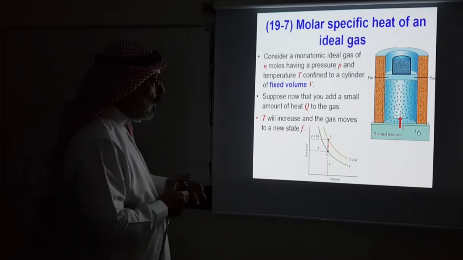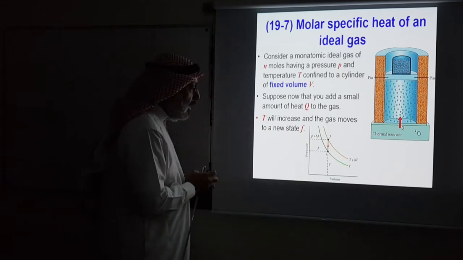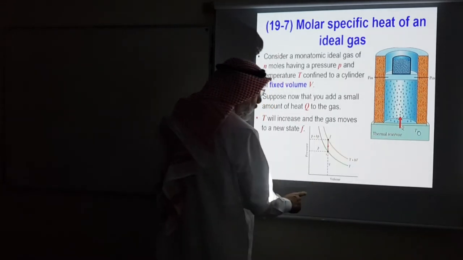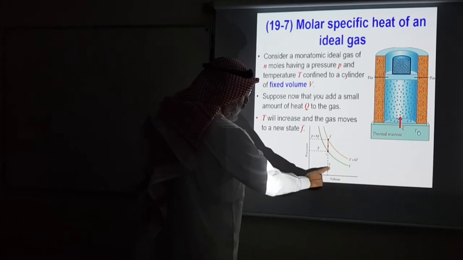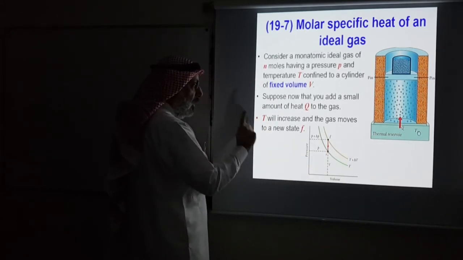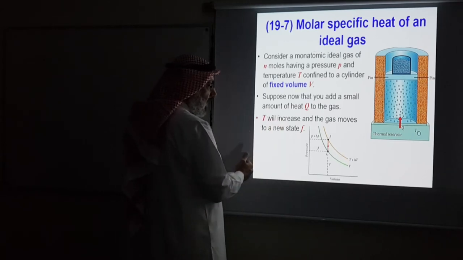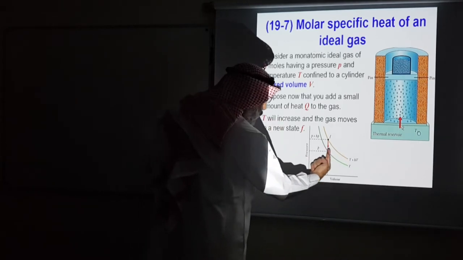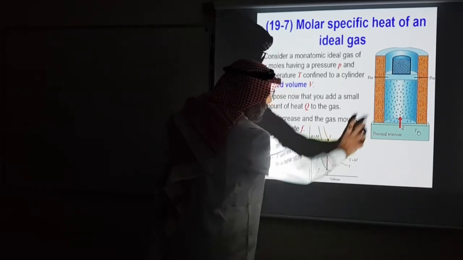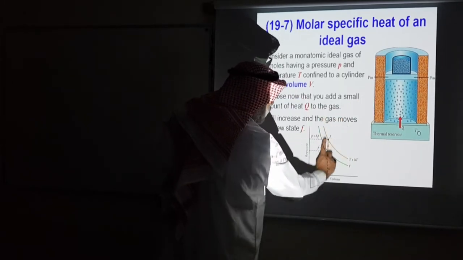Here is the situation on a PV diagram. This is the initial state of the gas before we add any heat. It has some volume V initial and some pressure P initial. We increase the temperature of the gas, so the gas will move on this line, okay? The volume is fixed, so it will only move vertically.